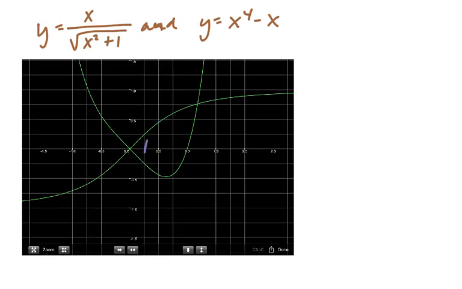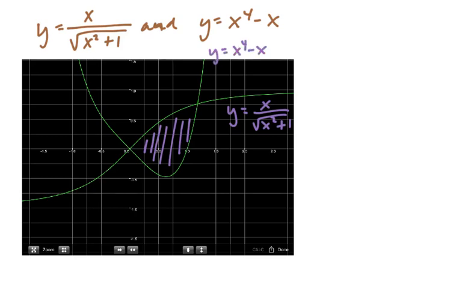Okay, so now you can see that we want to find this purple area, the area between the curves, and this long one is x over the square root of x squared plus 1. And this tall one is y equals x to the 4th minus x. I like to think of them in terms of stuff, so now let's find the point of intersection. So we're going to say x over the square root of x squared plus 1 equals x to the 4th minus x. This is a terrible problem to solve.